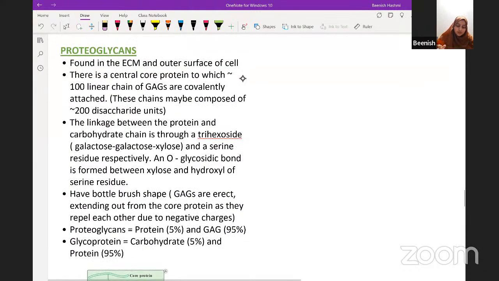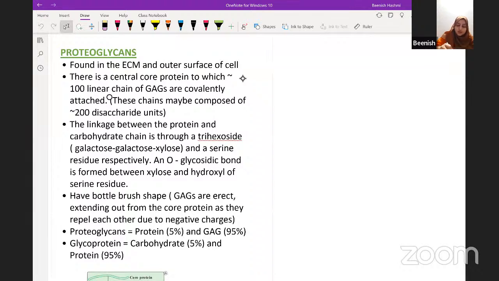Now the linkage between the protein and the carbohydrate chain is through a trisaccharide. So how are those GAGs attached to that central core protein? It is through a trisaccharide, that is galactose, galactose, xylose, and a serine residue respectively. So an O-glycosidic bond is formed between xylose and the hydroxyl of serine. We know that serine is a hydroxyl-containing amino acid. So the hydroxyl of the serine forms an O-glycosidic bond with the xylose. And what are glycosidic bonds? They are bonds between carbohydrates, okay?